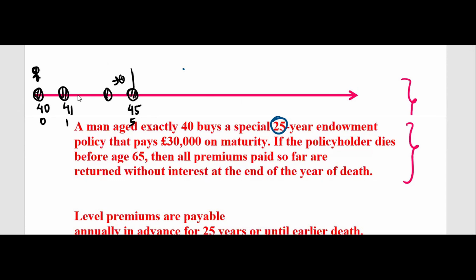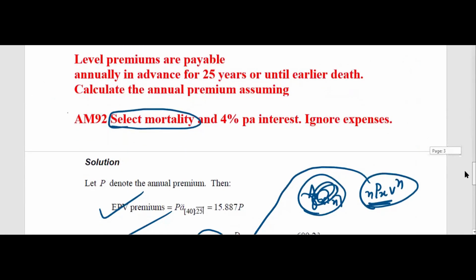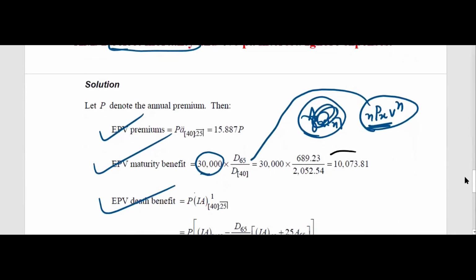What is the sum assured here? They've not given the sum assured directly. What they said, 30,000, that is the maturity benefit. I already found the expected present value of the maturity benefit here. You see this one. Now I'm talking about the term benefit. Okay, the term benefit is this one.